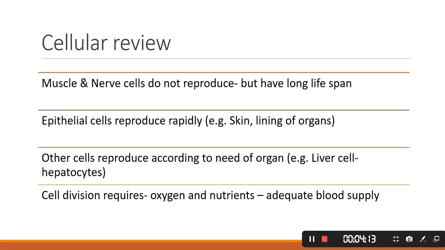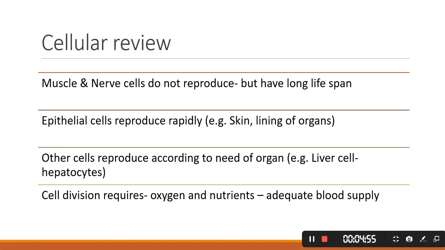Now again, coming back to the basics of cellular review, muscle and nerve cells do not reproduce, but they have a very long lifespan. Epithelial cells reproduce rapidly, for example the skin and the lining of the organs. Like when we say lining, the lining of our esophagus, the lining of our stomach, of course they undergo reproduction, because every time we eat some spicy food, we kill some lining cells of the esophagus, right? Because the spicy food harms it, it erodes it. So we need those lining cells to reproduce, so even those cells reproduce rapidly.